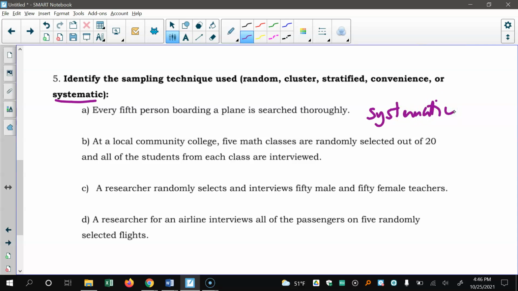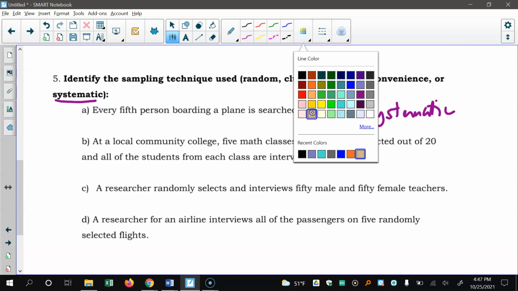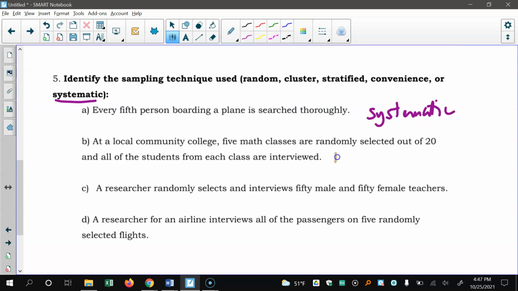Let's go to the next one. At a local community college, 5 math classes are randomly selected out of 20 math classes, and all the students from each class are interviewed. Because we took a sample of groups, a sampling of groups, that is going to be a cluster. All the students from those 5 math classes will be interviewed, and the groups were randomly selected. This is going to be cluster.